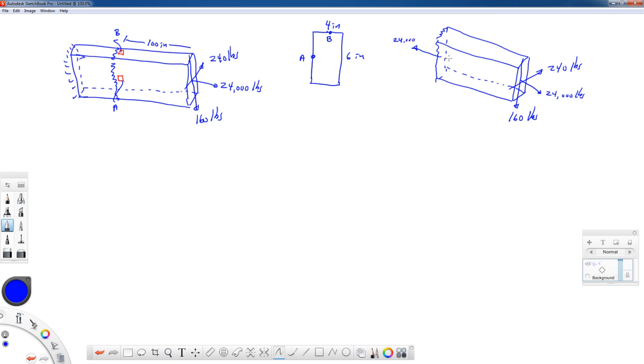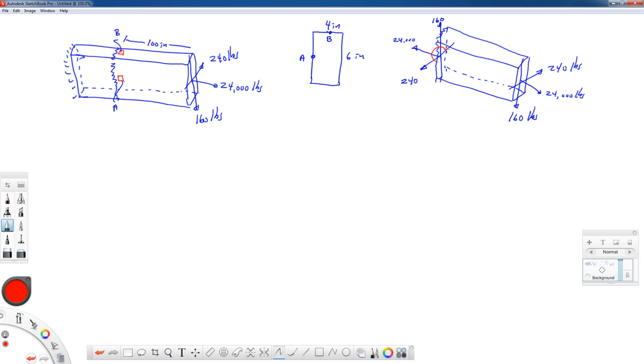It's going out of the page of 240 pounds. It's going up in the back of 160. But in addition to those forces, I'm also going to get a couple of moments. I'm going to draw the moments in a different color so they're a little bit easier to see. This force of 240 pounds causes a moment that wants to bend this left and right.